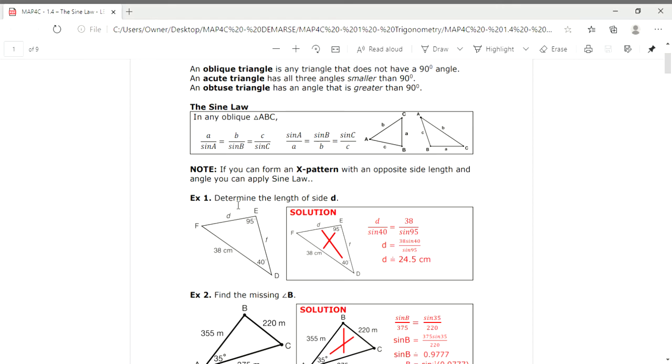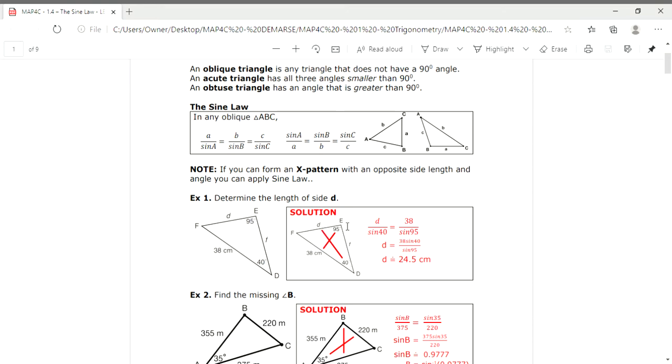In example 1, determine the length of side d. I look at our triangle in example 1. I have triangle DEF. I have angle D and angle E, as well as side length e. I have a matching angle and side combination for E, so I can use the sine law. Another way to see that is to draw an X pattern.